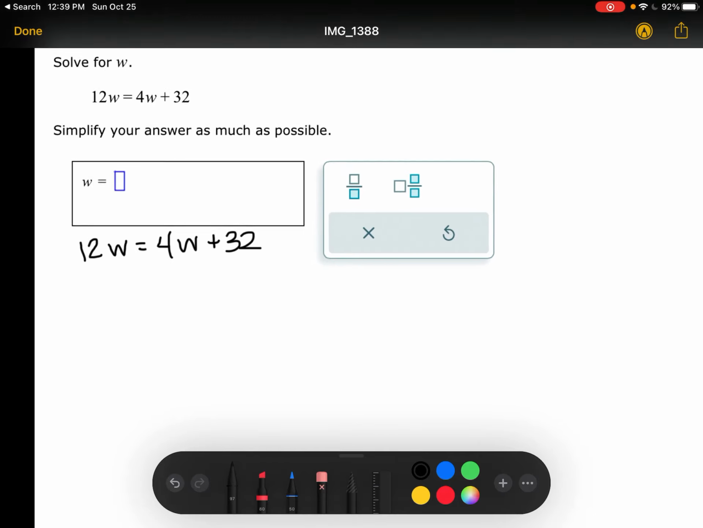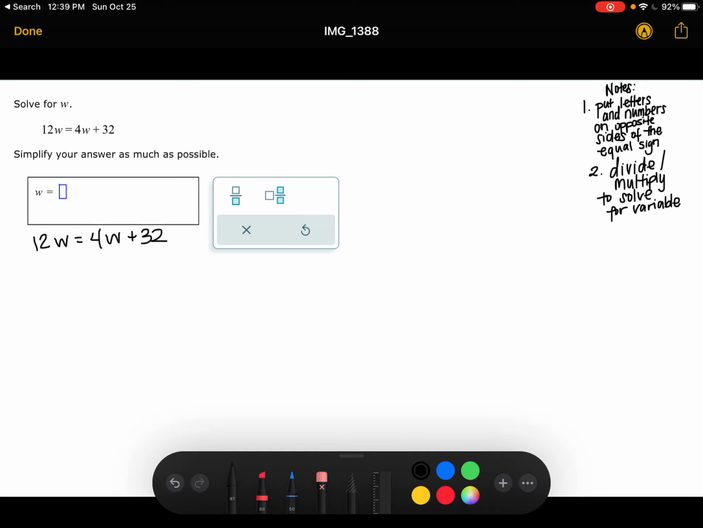Okay, I have my notes here, and it says to put letters and numbers on opposite sides of the equal sign. So you need to identify your equal sign. What I mean by opposite sides is the right and left of the equal sign. Essentially, you're trying to figure out what W equals, or whatever variable or letter it gives you. Once you get to W equals, then you're done. But don't forget, you're solving for that variable. A lot of people get really confused in the middle and lose track of what they're trying to do, which is to solve for what that variable equals.